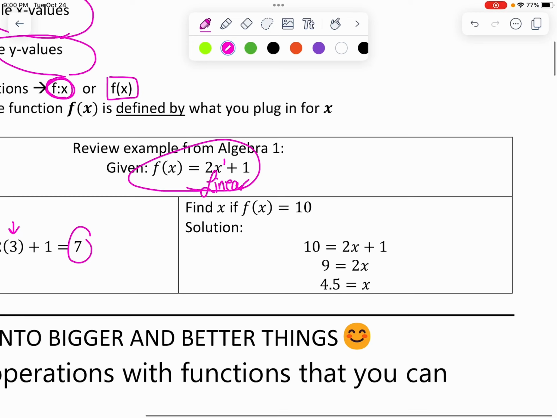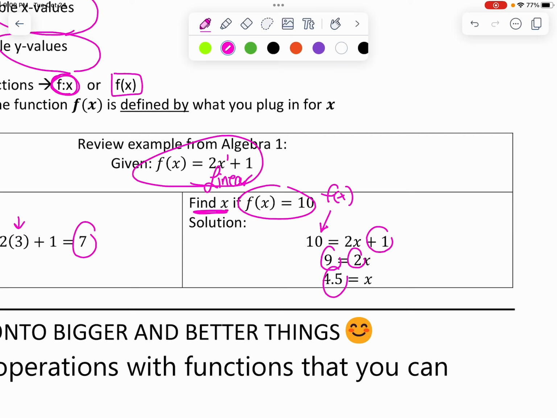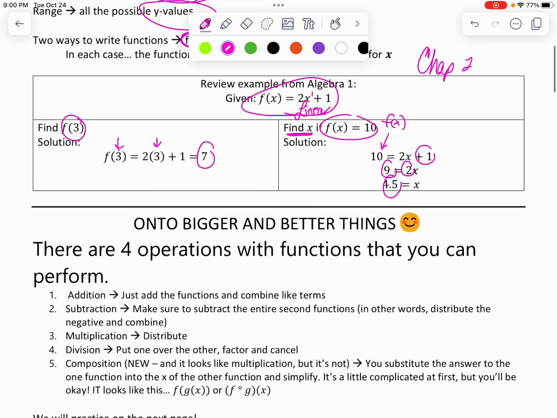But then if they reverse and say find x if f of x is 10, notice how that entire side becomes 10. It replaces f of x. Then they do their basic math, move over the 1 to get a 9, divide by 2 to get 4.5. That's all from chapter 2. If you have issues with that, please revisit chapter 2-1, literally the first day of notes.